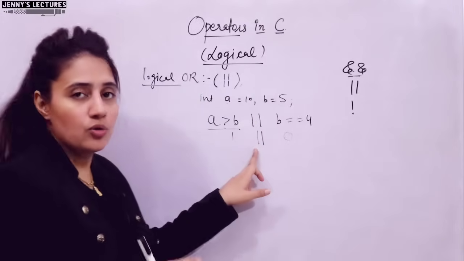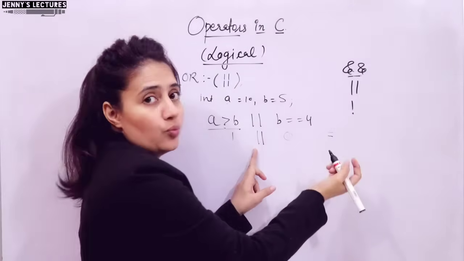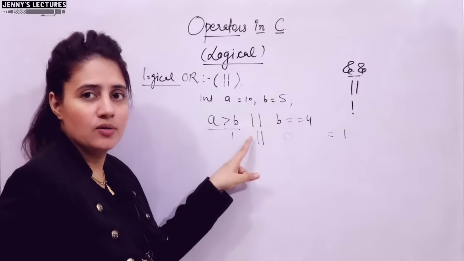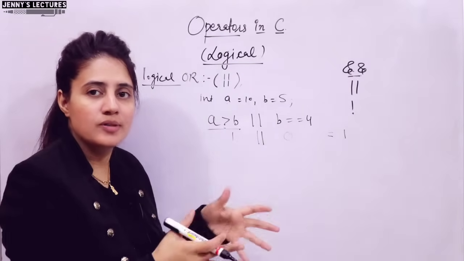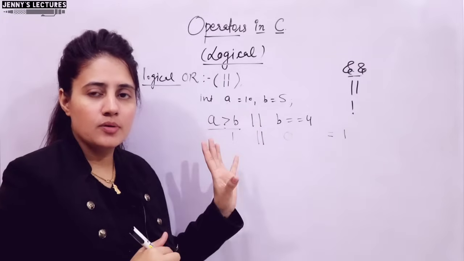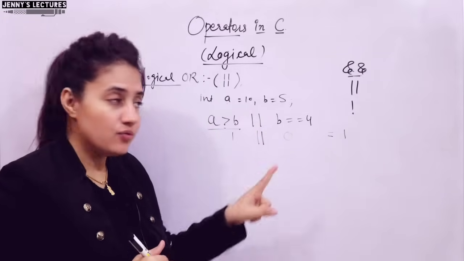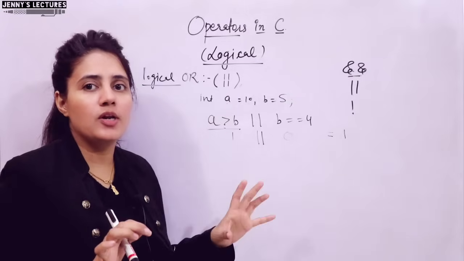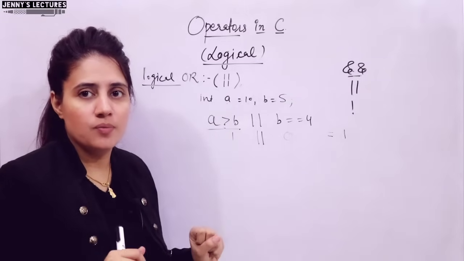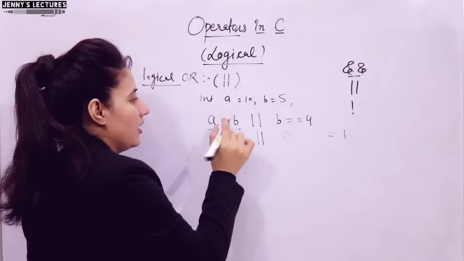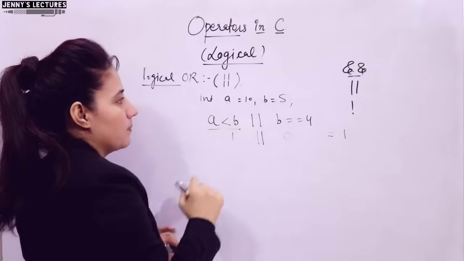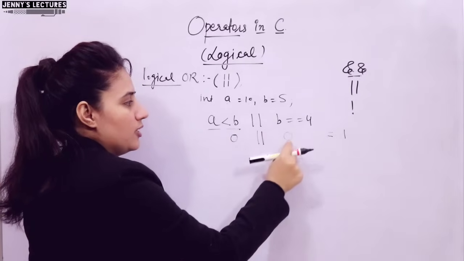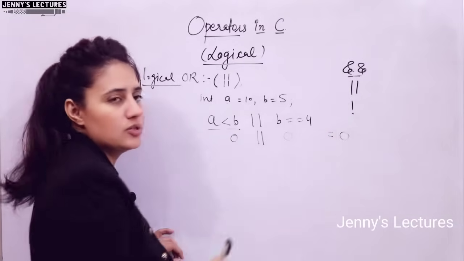Now the logical OR operator will give you what output? True, that is 1. So if any one operand of the logical OR operator is true, then the final result would be true. When will you get 0? If both the operands, or you can say all the operands, are 0, then only it will give you false, or 0. Suppose here I am writing A is less than B. Now A is 10, B is 5. Is A less than B? No. It is 0. This is also 0. Then only it will give 0.